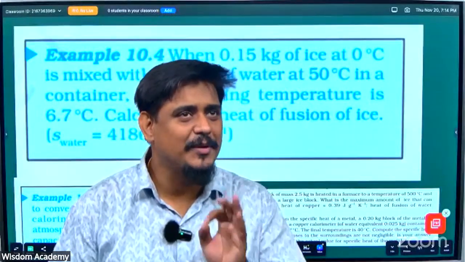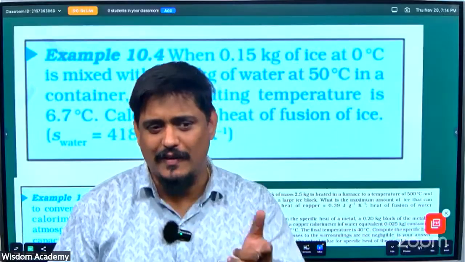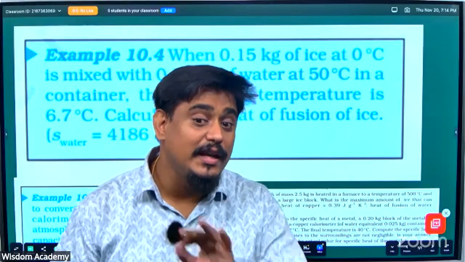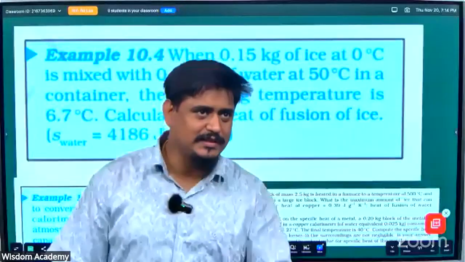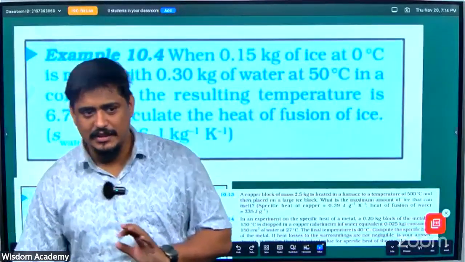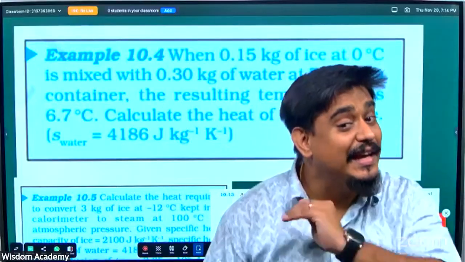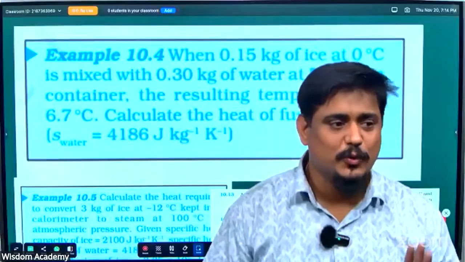See, calorimetry, believe me, is very simple if you crack the concept of it. Otherwise, it is hell. You will leave the question of calorimetry and come to the examination, whether it is a school exam or NEET or JEE. If you are not understanding calorimetry well, you will hate it. You will leave it in the exam and come. So practice is the only key.